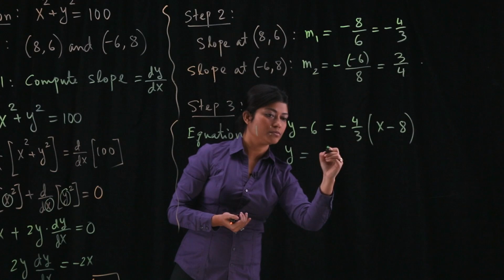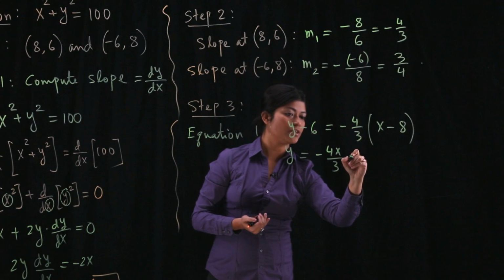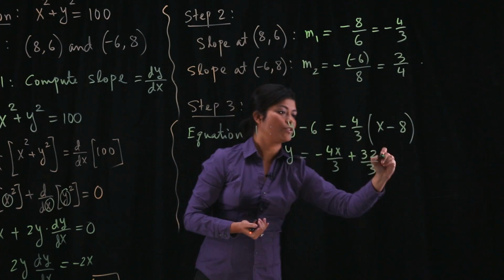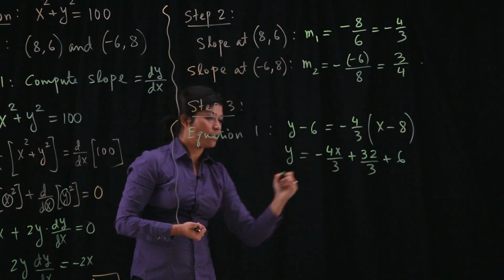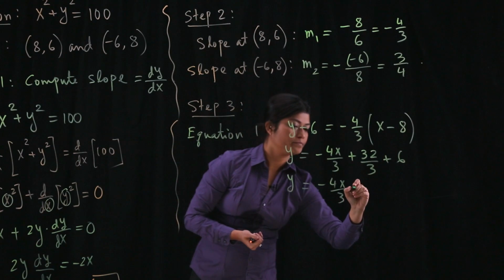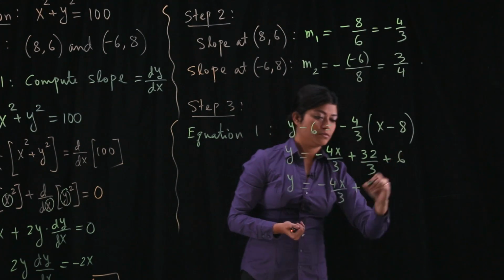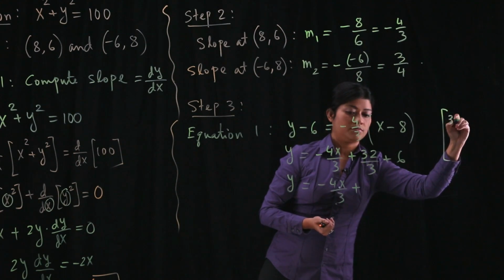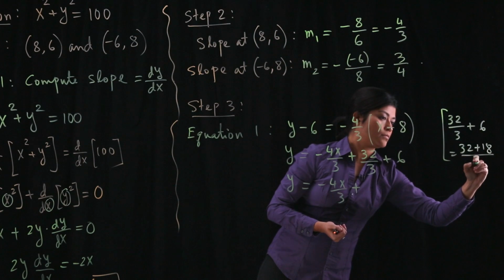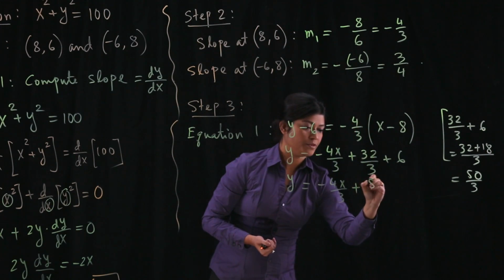So y is equal to, let's see, we have negative 4x over 3, negative 4/3 times negative 8, so that'll be a positive 4 times 8, 32 over 3, and then you bring the 6 to the right-hand side, plus 6. And you can go one step further and add these two together. So this will be 32 plus 6 times 3, that's 18. So it'll be 50 over 3.